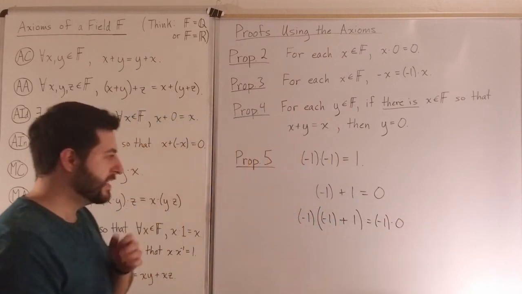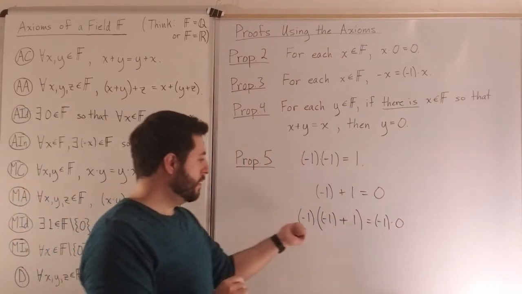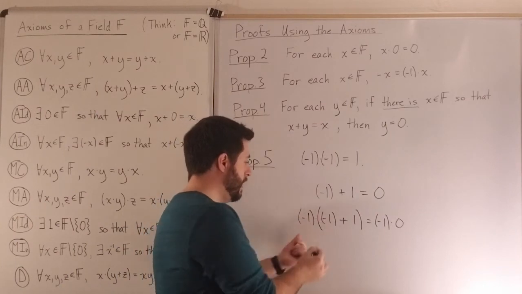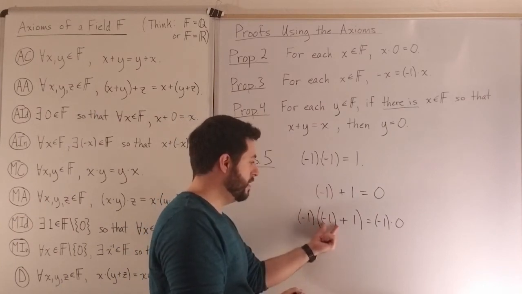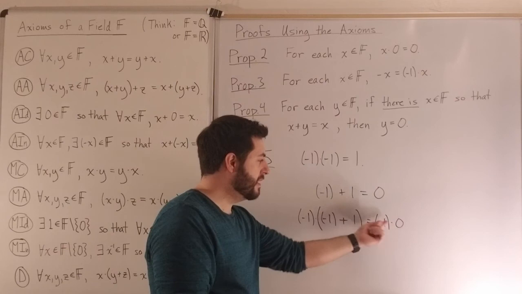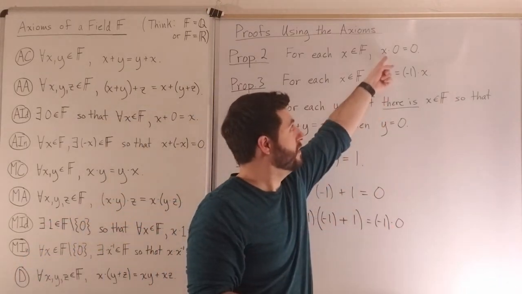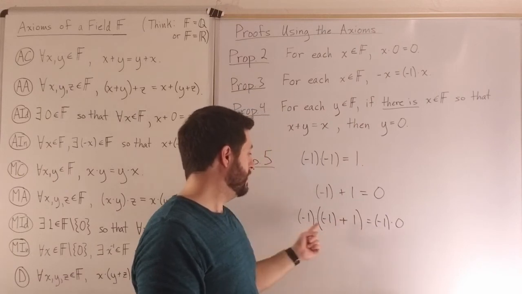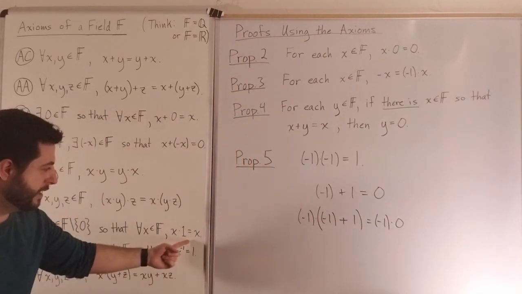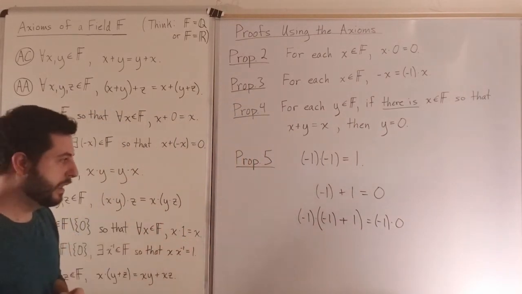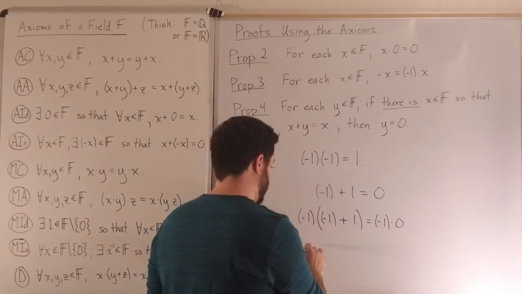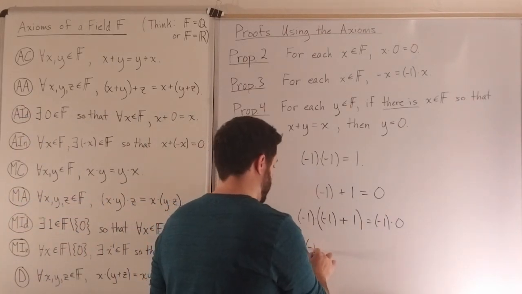Okay, so a lot of nice things are going to happen here. In particular, I know once I distribute this in, that I'll have -1 times -1. And then a lot of these other things are going to be easy to compute. I know what 0 times something is. That's going to be 0. And I know what 1 times something is. That's going to be the something. Okay, so let's go ahead and distribute this in.